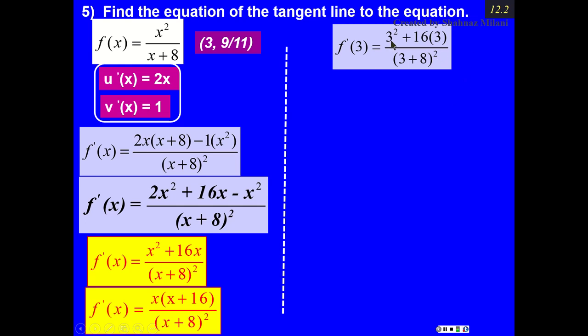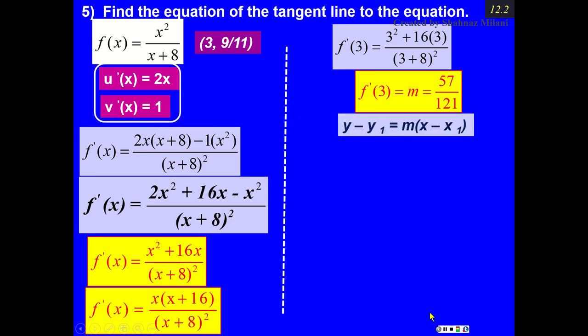Right here, 3 to the exponent 2 is going to be 9. 16 times 3 is going to be 48. Inside here, 3 plus 8 is going to be 11. 11 exponent 2 is 121. That means when I combine the numerator, it is 57 over 121, which is f prime of 3, which is the slope. Now, you do have your slope. You do have your point. You will plug it into the point-slope formula.